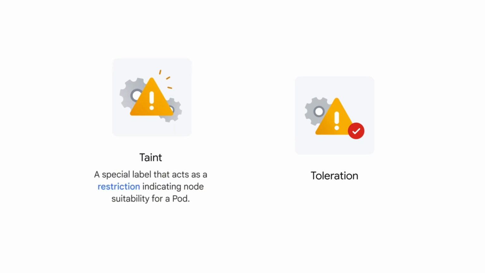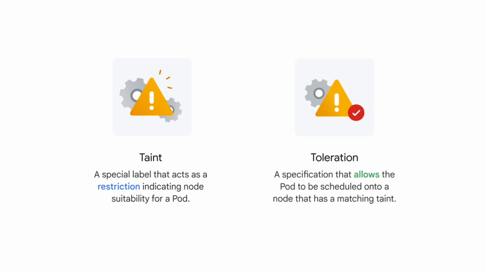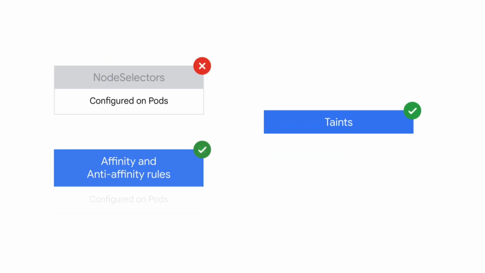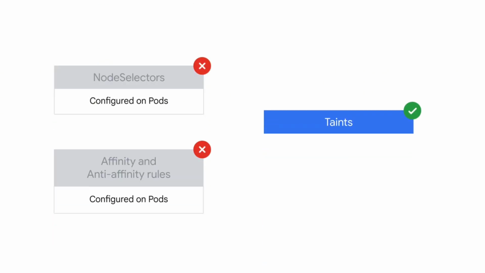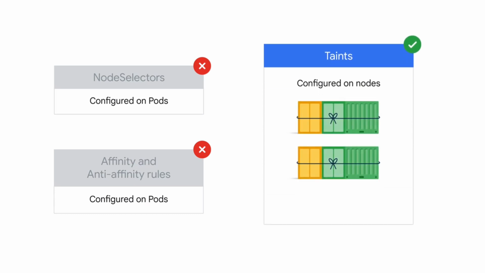In addition to affinity and anti-affinity rules, taints and tolerations can be used to control pod placement. A taint is a special label applied to a node that acts as a restriction. It indicates that the node is not suitable for running certain pods unless those pods specifically tolerate the taint. A toleration, therefore, is a specification within a pod's configuration that allows it to be scheduled onto a node that has a matching taint. Unlike node selector, affinity, and anti-affinity rules, taints are configured on nodes instead of pods, and they affect all pods in the cluster.